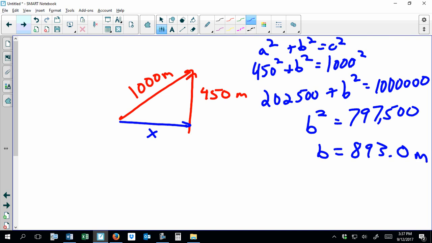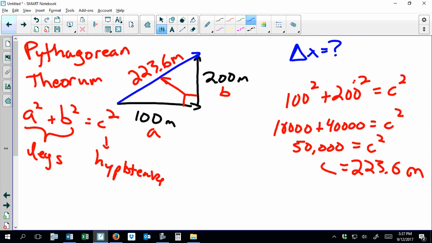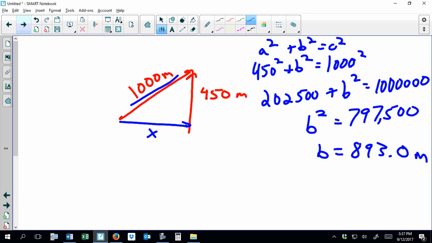That's a possibility. I have to make sure that both of my legs stay less than my hypotenuse. The hypotenuse must be the longest side. So that's just a way to check yourself. If we go back here, we also check, and that hypotenuse is longer than either side. So we know we are in business.